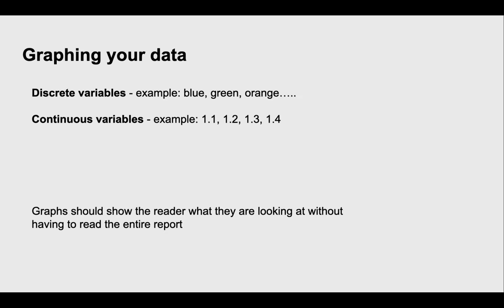If we look at our continuous variables, we're not necessarily putting them in categories. This is where there's a huge range of possibilities that could be present. So for example, 1.1, 1.2, 1.3, 1.4, and so on and so forth. That would be a continuous range of values. So when we're looking at our data, we want to be able to say, is this a discrete value? Is this a continuous value?